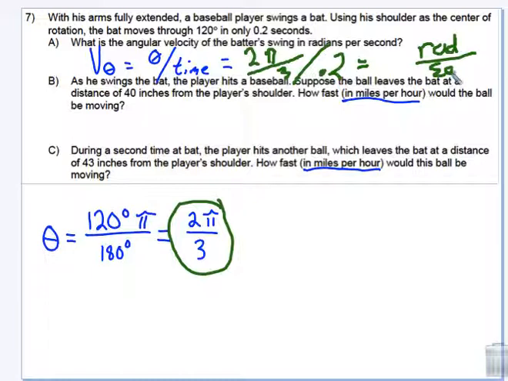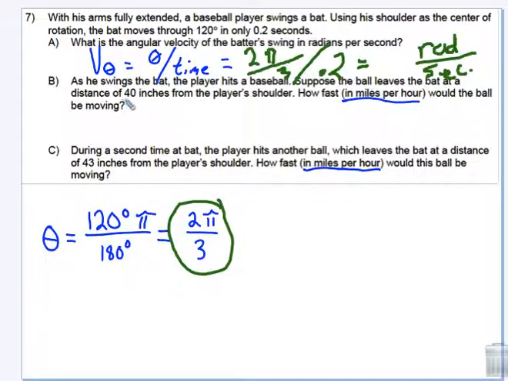That will give us our radians per second. Remember from Monday, I said you always want your time in the denominator, and you want the value of your time to be 1, either 1 second, 1 minute, 1 hour, whatever. You always want it to be 1. So because the baseball player rotated this far in 0.2 seconds, we divided by 0.2, and that tells us how many radians we can have in 1 second.